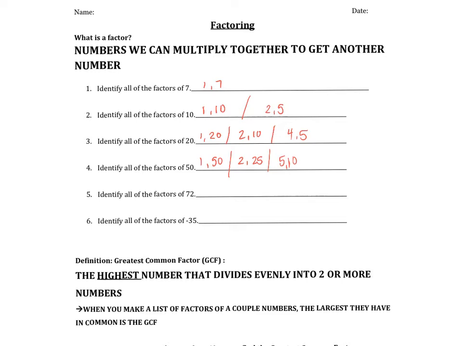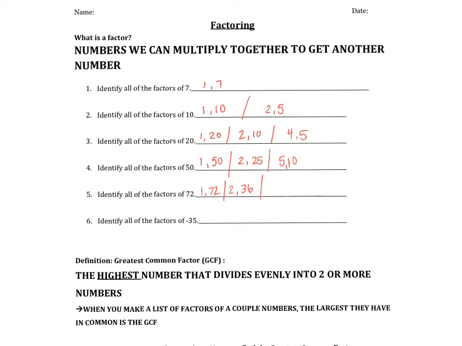Always 1 and the number itself. Now, does 2 fit into 72 evenly? Yes, it does, and that's 2 times 36. Another way you can find if a number fits evenly is dividing. If you don't know if 2 fits into 72 evenly, you can type 72 divided by 2 on your calculator. If a whole number comes out, meaning no decimal or fraction, then it is divisible and it is a factor.